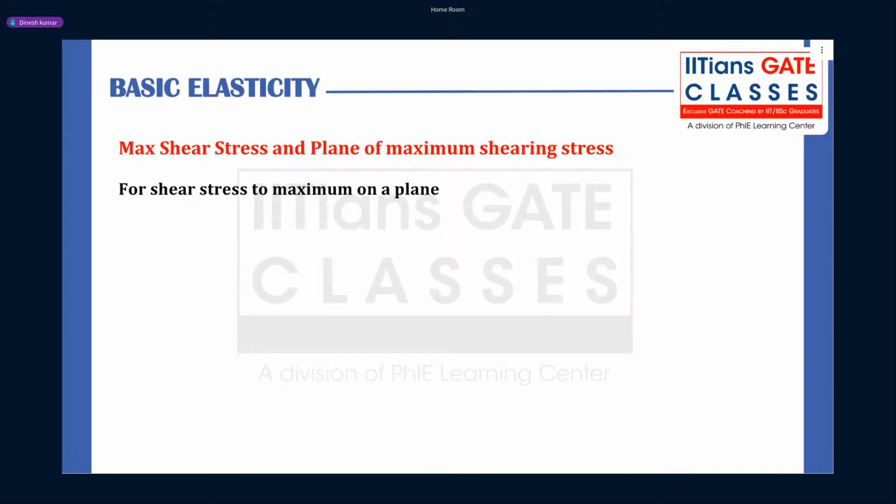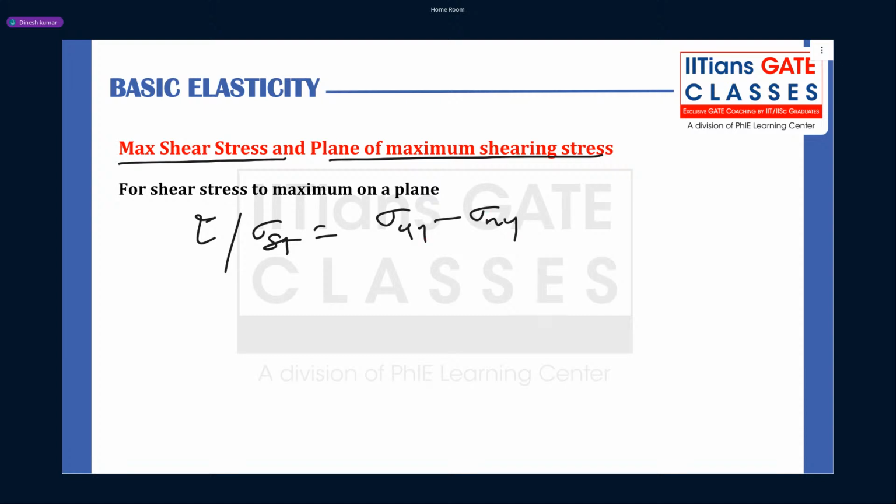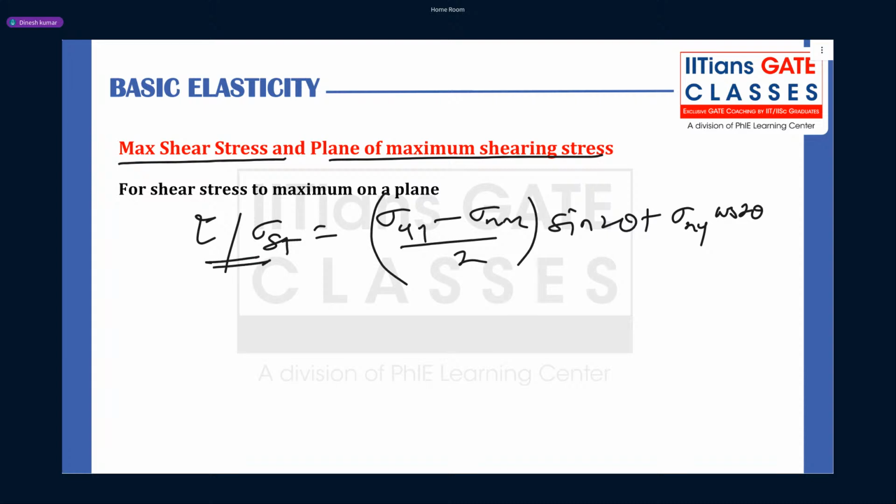Now the next part, once you know the principal stresses, there is something called maximum shear stress, or plane of maximum shear stress. How to find maxima and minima? You already know the tau formula, sigma st formula: sigma yy minus sigma xx upon 2 into sine 2 theta, plus sigma xy cos 2 theta. We have written the shear stress on any inclined plane. Yes or no?